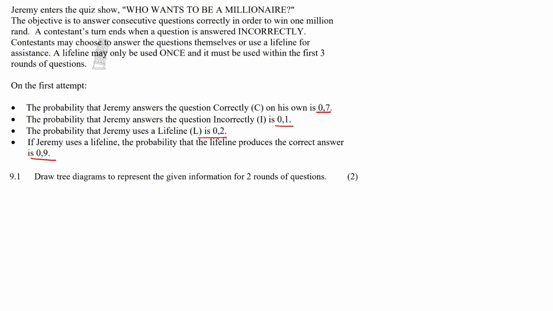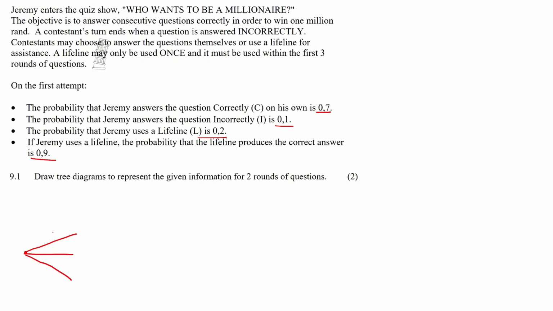Okay, so they want us to draw a tree diagram to represent the information for 2 rounds. Okay, so let's start with question 1. So the first question that Jeremy will be asked. He could either get that question correct, he could get it incorrect, or he could use a lifeline.